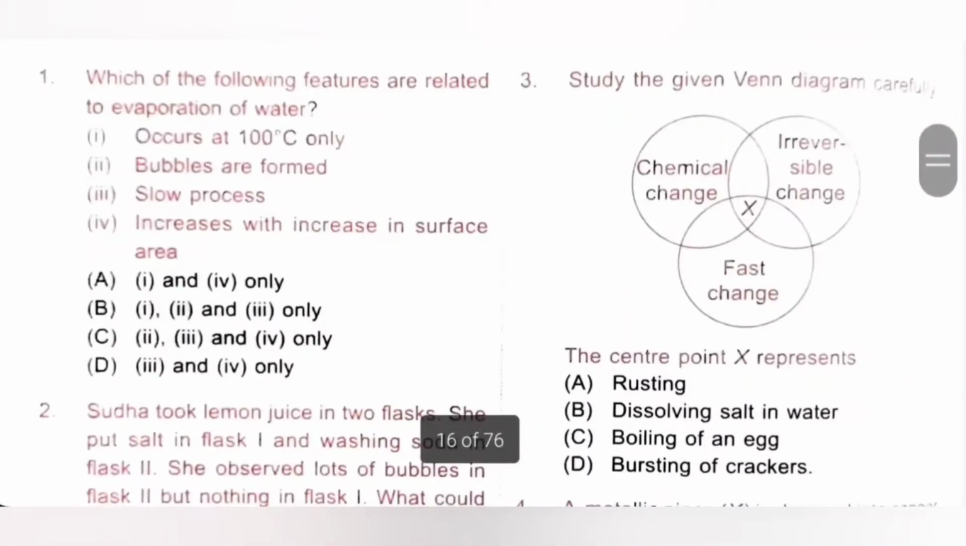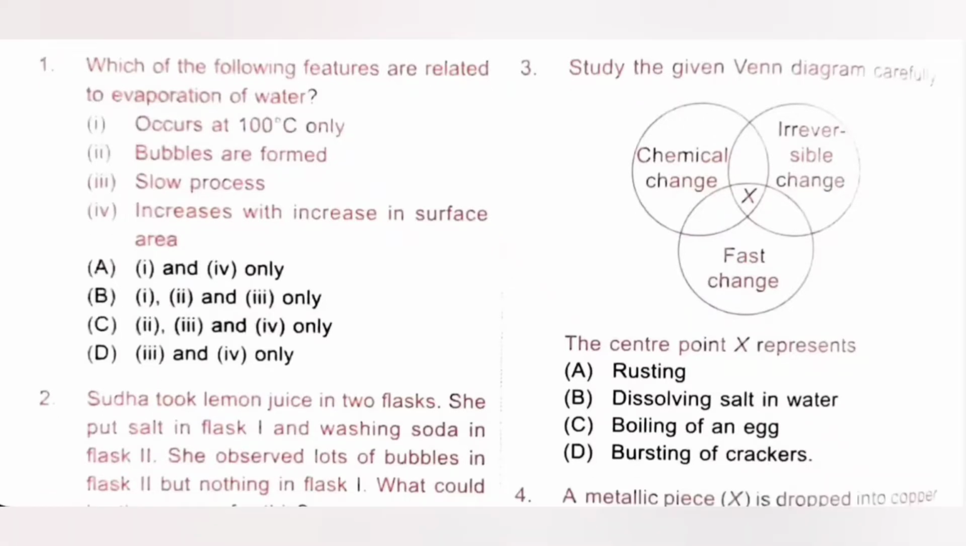Third one, study the given Venn diagram carefully. So, X is an irreversible change, a chemical change, and also a fast change. So, the center point X represents A. Rusting, B. Dissolving salt in water, C. Boiling of an egg, D. Bursting of a cracker. So, bursting of a cracker is a chemical, irreversible, and fast change. So, option D is the correct answer. Option D.